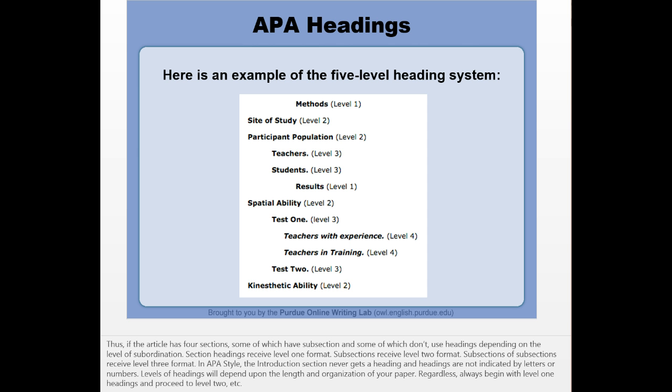The second level headings are found on the left side, they're left justified, and then Teachers and Students, which is the third level heading, would be tabbed in 1. Results would be tabbed in 2, and then you can see the level 4 headings are actually italicized. And in a level 4, such as Teachers with experience, the "with experience" is all lowercase. So just use this. This is an excellent guide to the way to use headings.